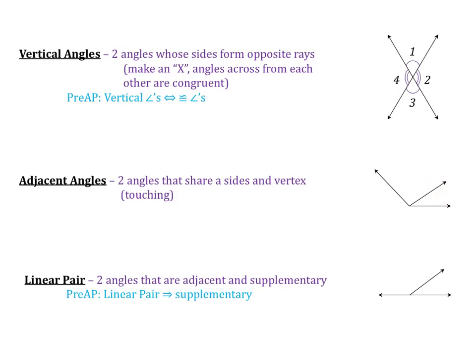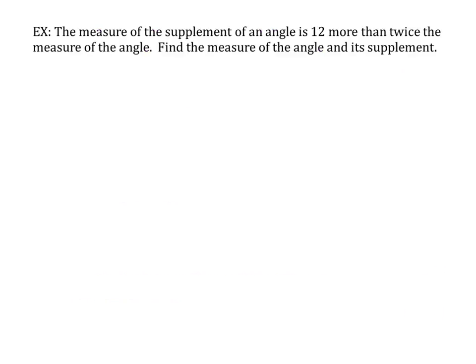A linear pair is a pair of angles that are adjacent and supplementary. This makes sense if you think about the word. So linear means line, and we know from earlier that a line has 180 degrees in it. And then we have pair meaning two. So we have two angles who form a line. So two angles that are touching and are supplementary to each other.